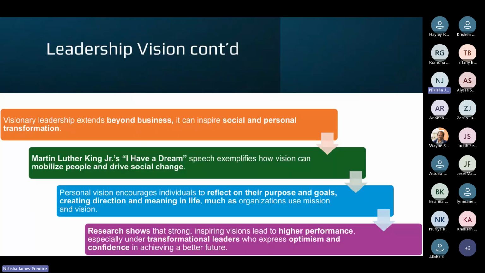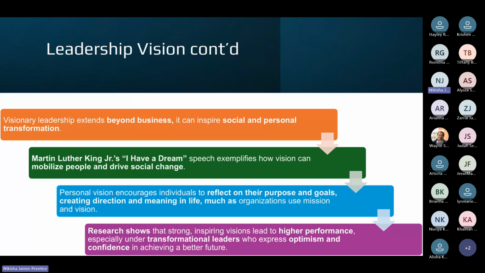Slide 9, leadership vision continued. Additionally, visionary leadership also applies beyond business. Martin Luther King Jr.'s "I Have a Dream" speech is a powerful example of using vision to inspire social change. This emphasizes personal vision, encouraging individuals to reflect on their own purpose and goals, much like organizations do, to create direction and meaning in life.